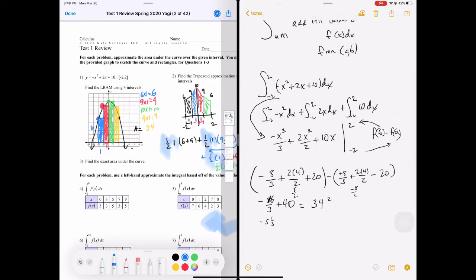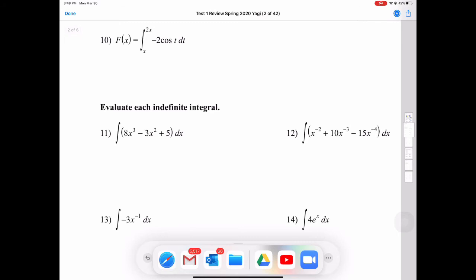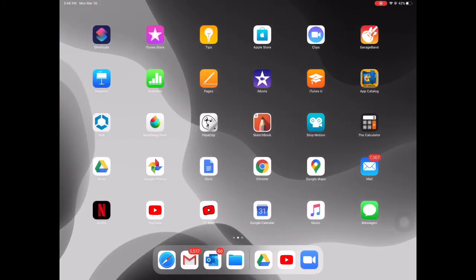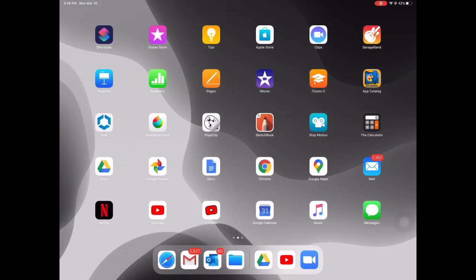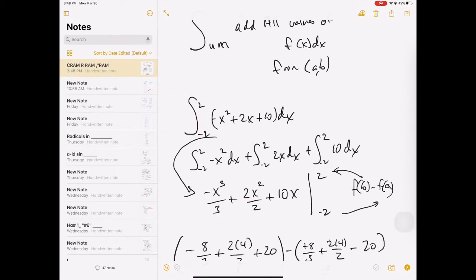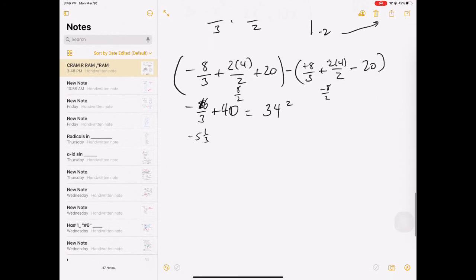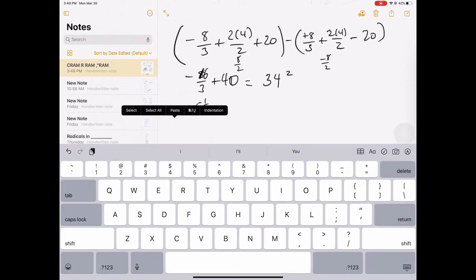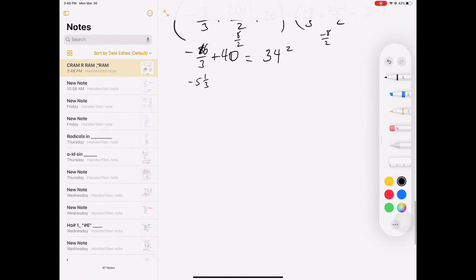Froze the mess. How come I froze? Open that back up for a moment. There it goes.